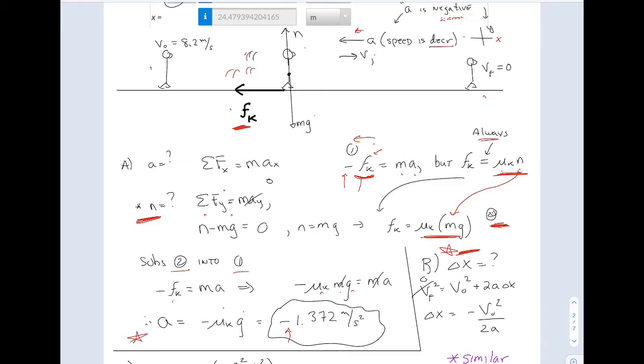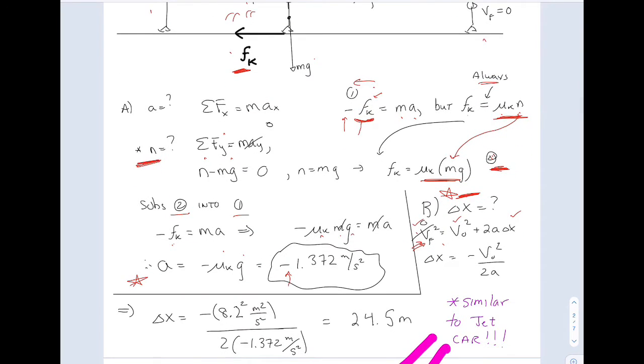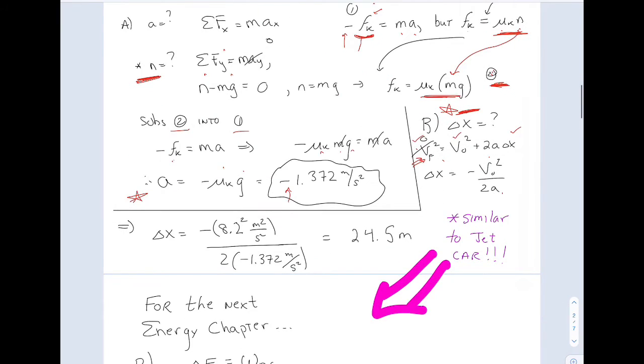So I look at the picture and I have a V initial, I have a V final, and I want a delta x. That reminds me of equation number 3. So V final is 0, solve this for delta x, and I have everything in here. I have V initial, and I have a from the first part. So that's what I did here. I put in my V initial, put in my a, and that tells me how far they slide.